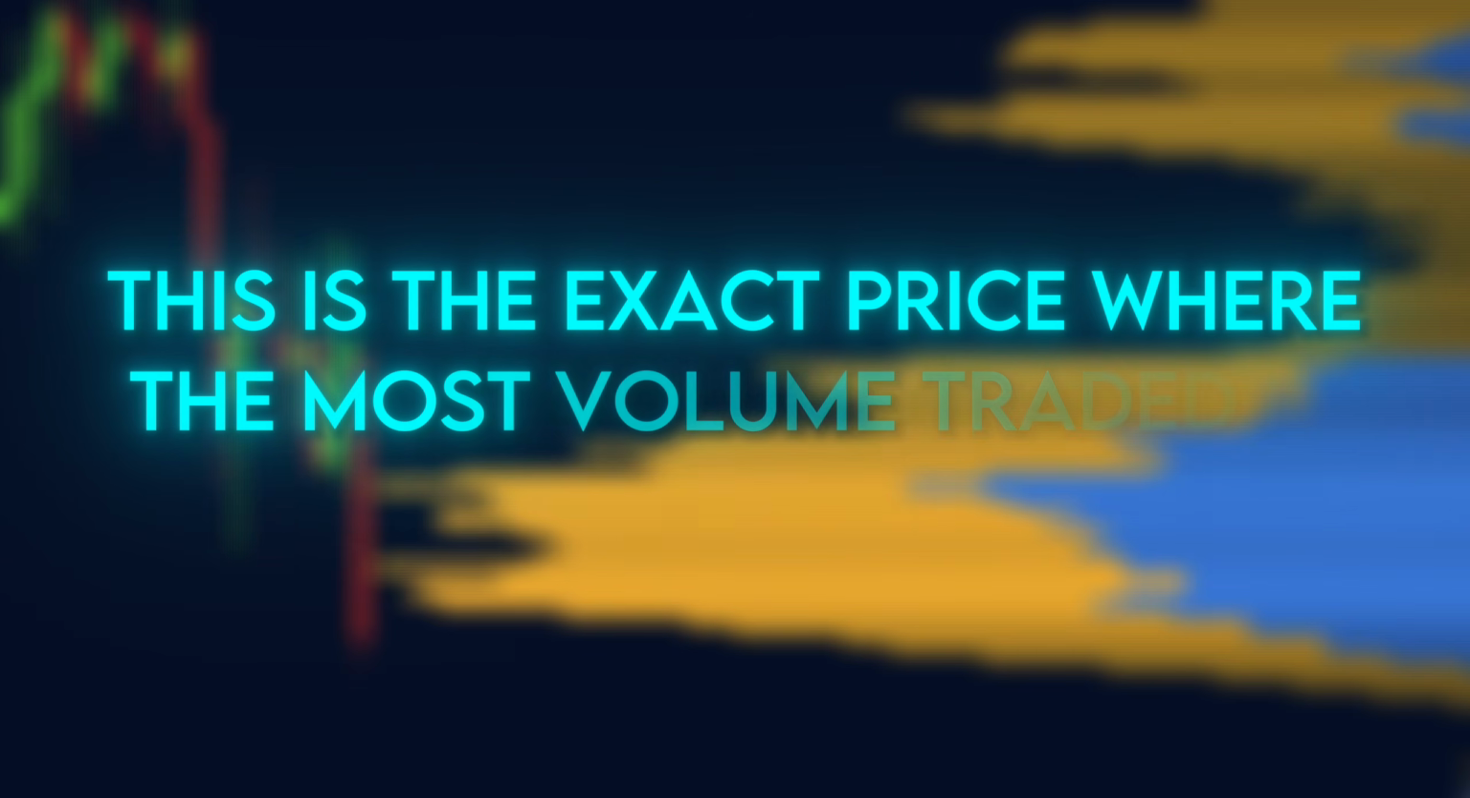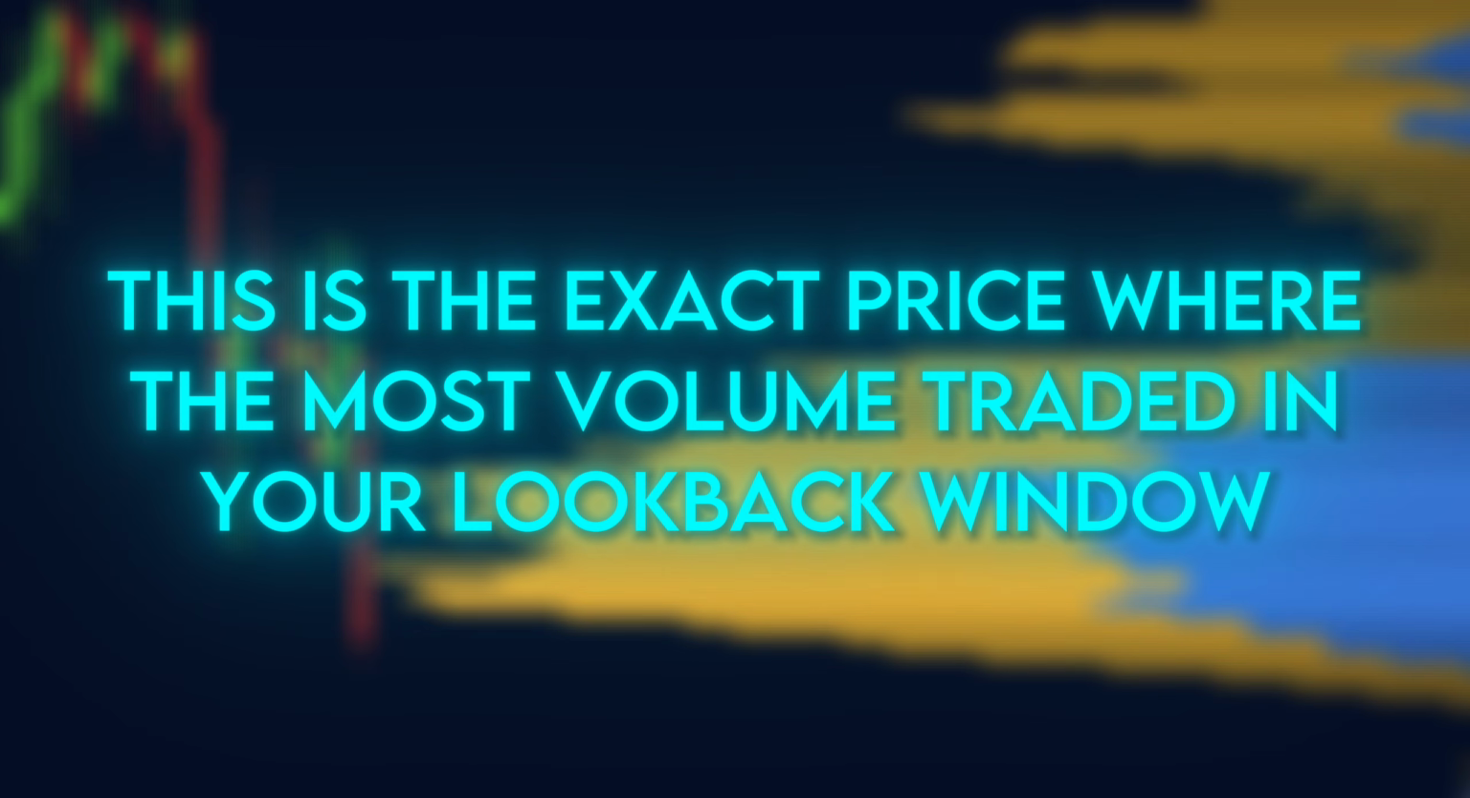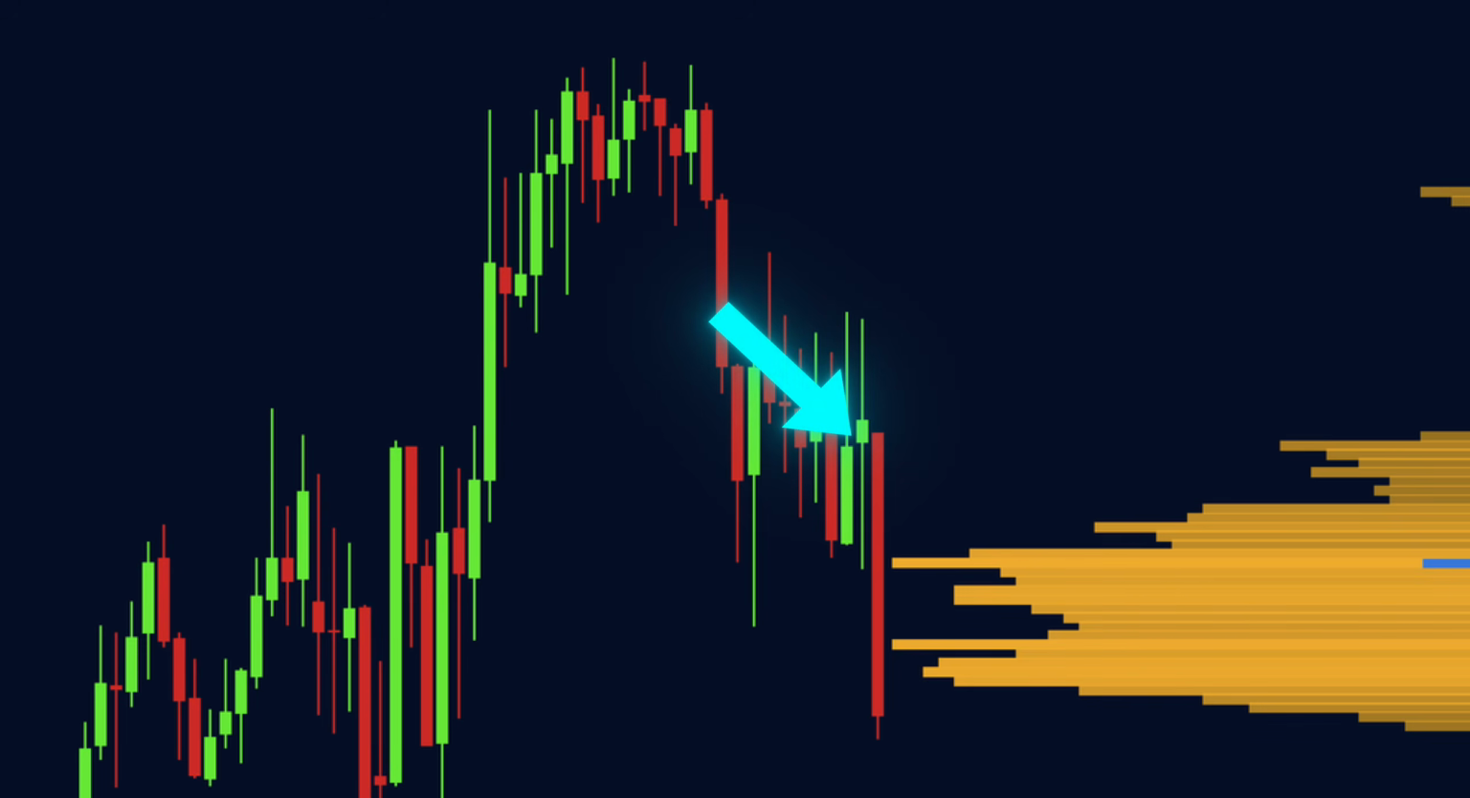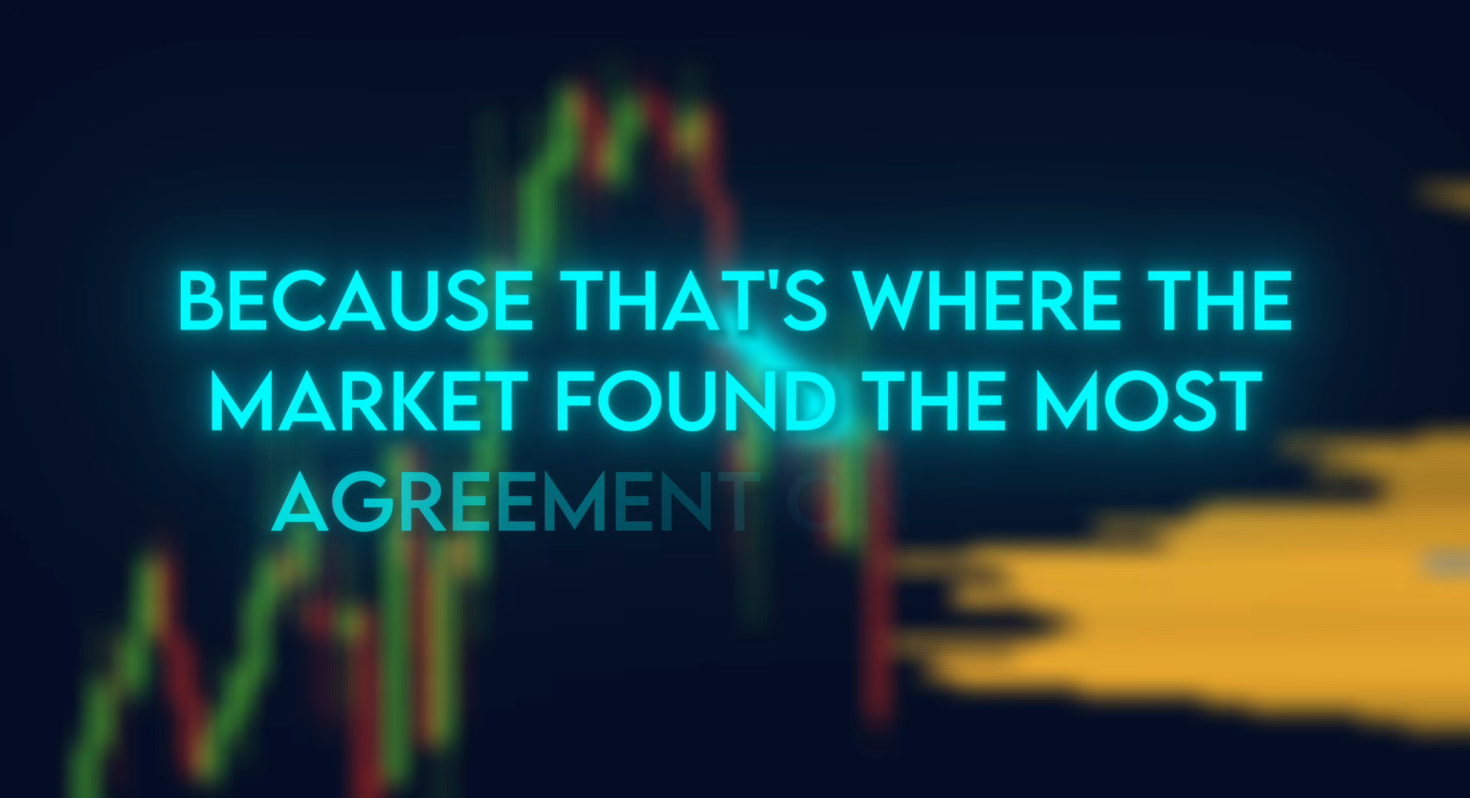Because when price comes back to a thick zone, it tends to slow down again. And when it hits a thin zone, it tends to rip right through. Now find the thickest single level in the profile. That's called the point of control, or POC. This is the exact price where the most volume traded in your look-back window. Think of it like a magnet. When price drifts away from the POC, it often gets pulled back eventually, because that's where the market found the most agreement on value.